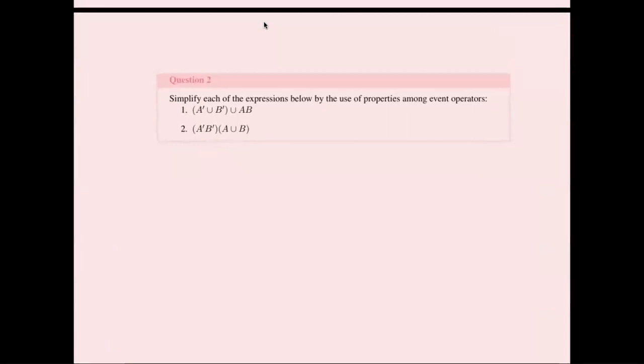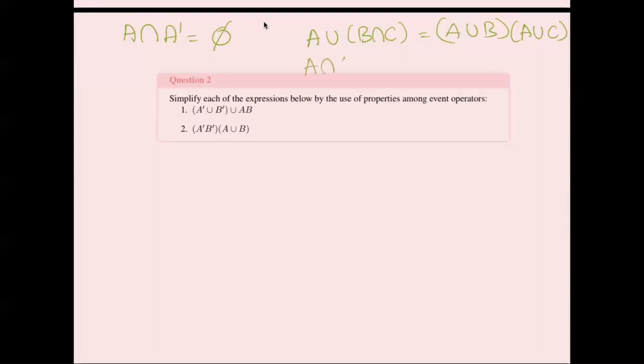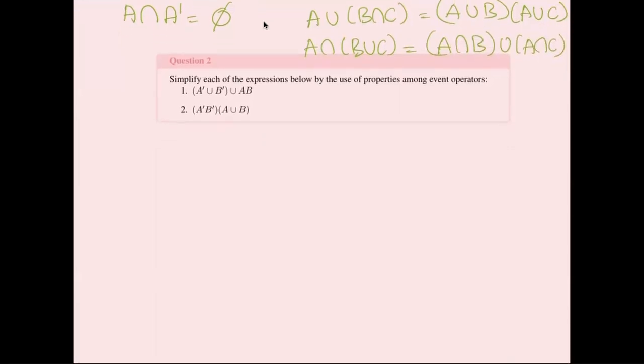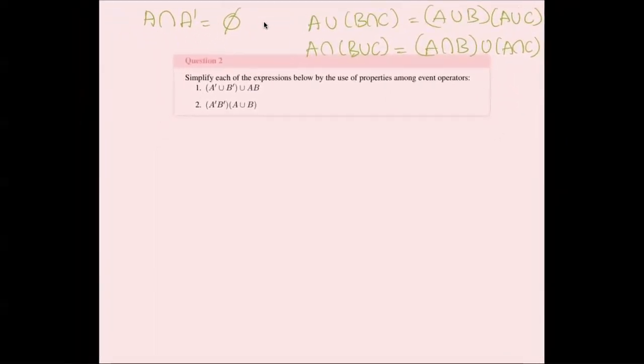Some important things you might find useful for 2 are that A intersect with A complement is an empty set for any set A. And then A union with the intersection is A union B intersect with A union C. Or A intersect with a union is A intersect B union with A intersect C. So those are things that you might find helpful. I will give you some minutes to think about it.